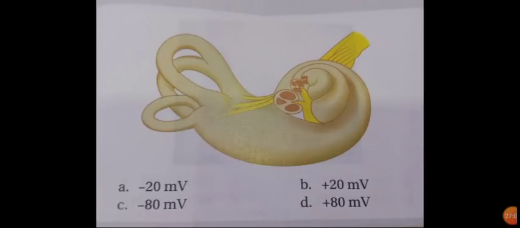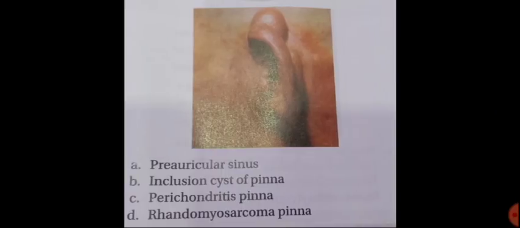Now they are asking what is the normal potential or the endocochlear potential in the endolymph. So the answer here is plus 80 millivolts. So direct current potential recorded on the scala media is plus 80 millivolt, generated from stria vascularis by sodium potassium ATPase pump. So very important probable question.